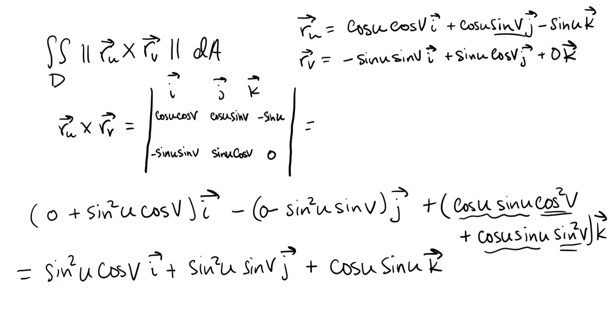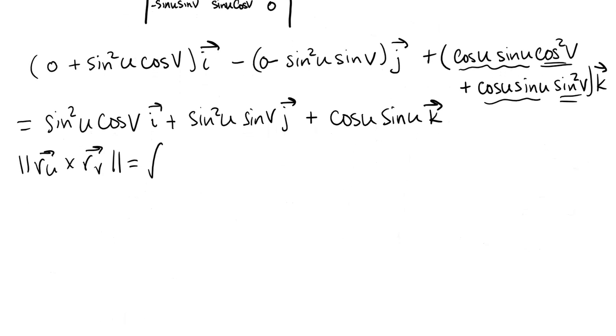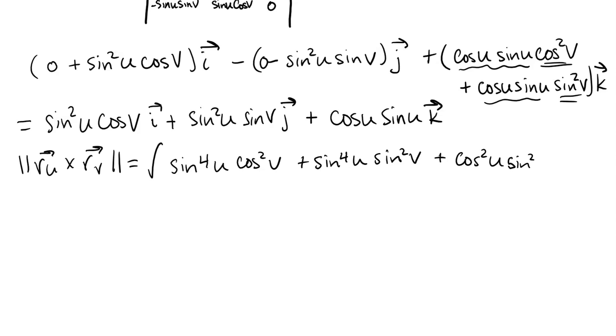So now what we need to do is take the magnitude of this. So we're going to end up with the magnitude of r sub u crossed with r sub v, which is going to be a square root, and we're going to take all of these components squared. So we're going to square sine squared u, so it'll be sine to the 4th u cosine squared v, and then plus sine to the 4th u sine squared v, and then plus squaring the k component, we're going to get cosine squared u sine squared u.